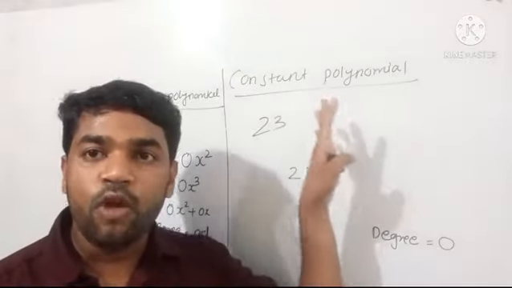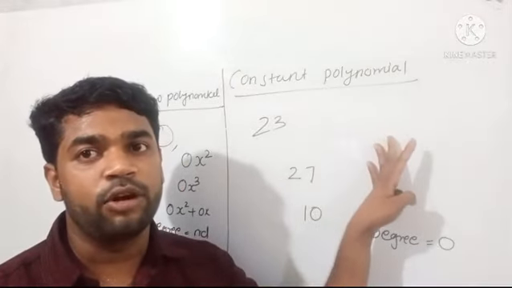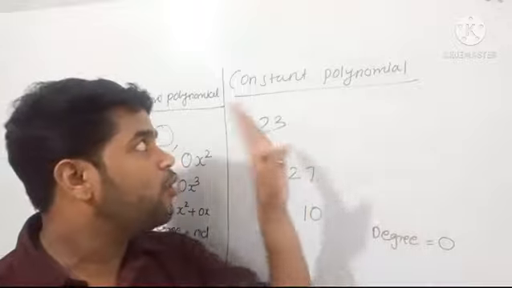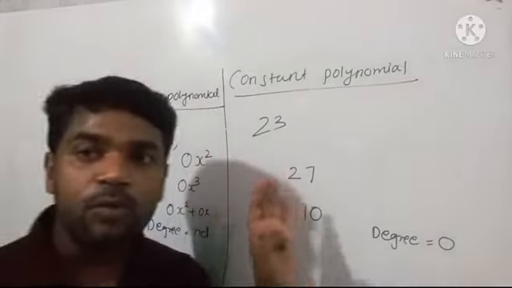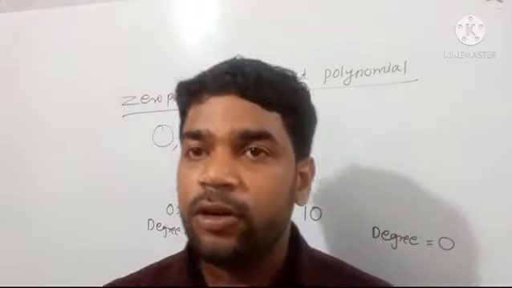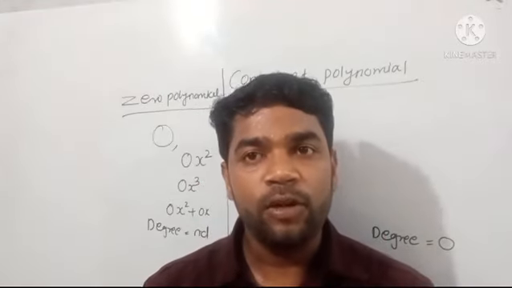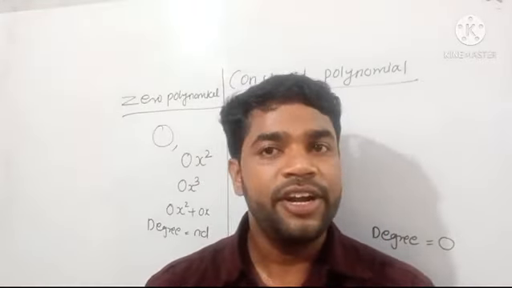Constant polynomial means non-zero constants are called constant polynomial, that means only numbers, and zero polynomial means zero constants are called zero polynomial, and the degree of zero polynomial is not defined.